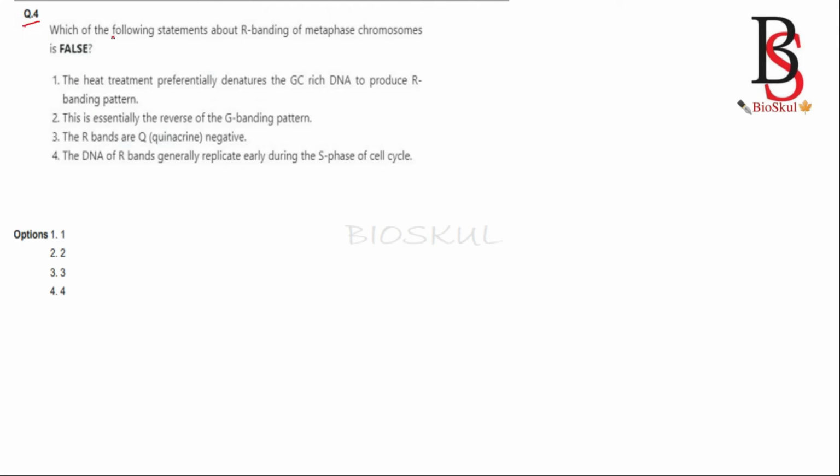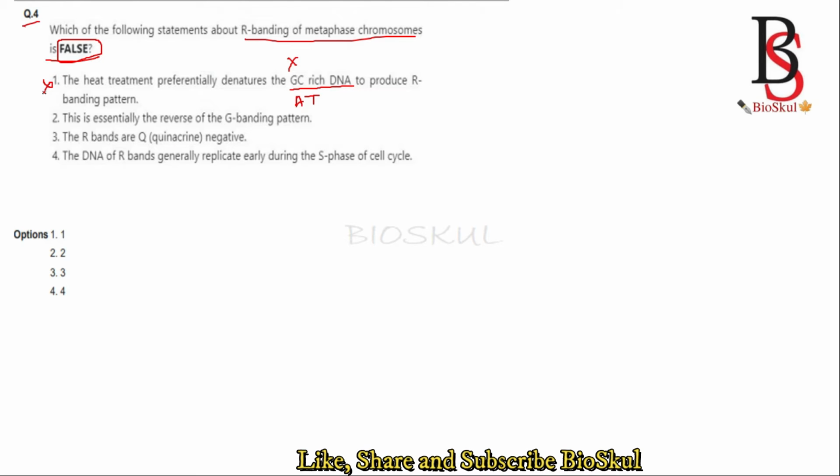The next question, which of the following statements about R banding of metaphase chromosomes is false? It is asking which one is false. The heat treatment preferentially denatures GC-rich DNA to produce R-banding pattern. No, it's not the GC-rich DNA, it is the AT-rich region. So this one is false. Let's see the other options.